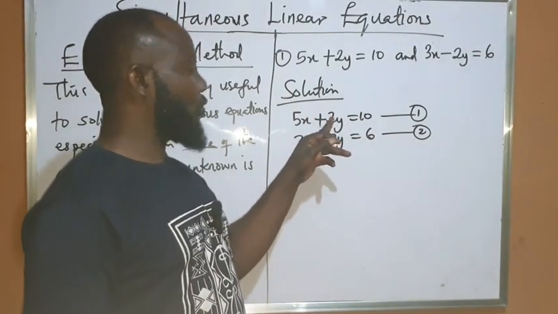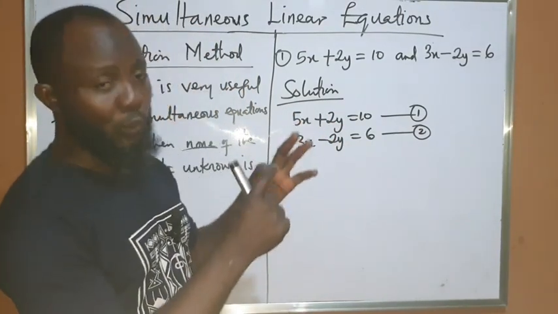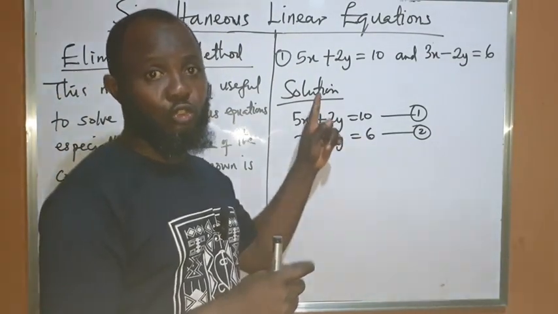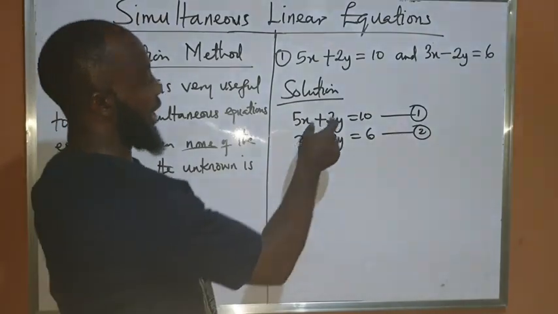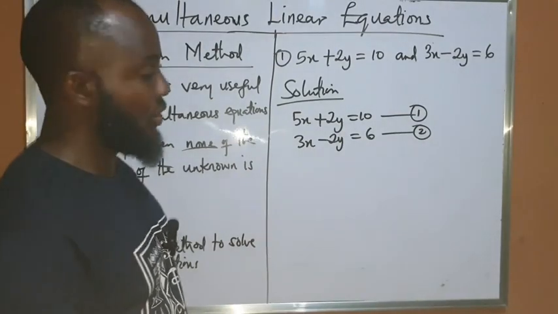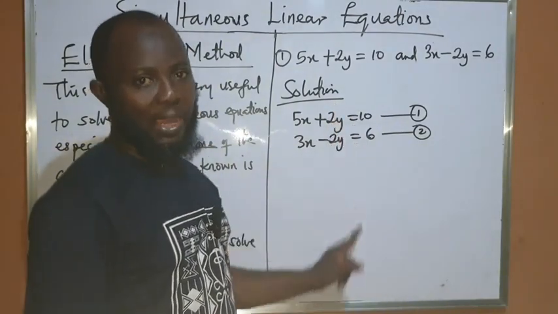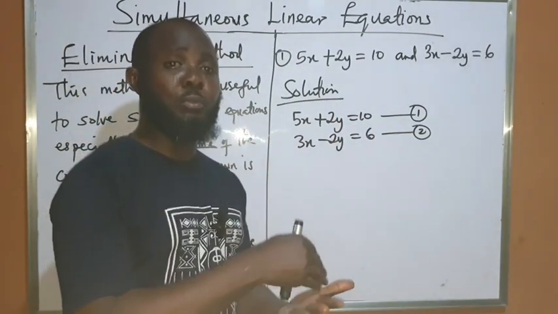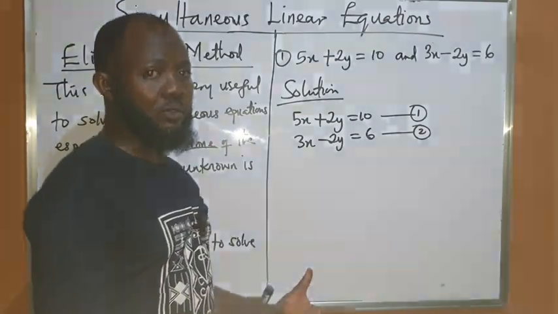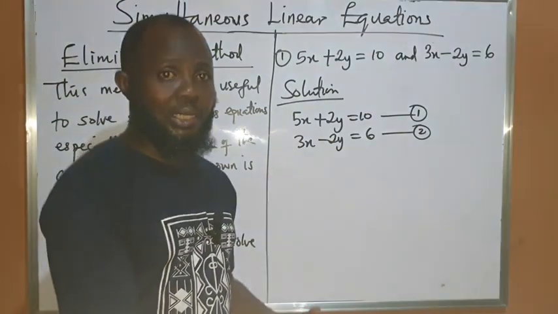In equation 1, the coefficient of y is plus 2, and y in equation 2 is what? Minus 2. Though we have a slight difference in the signs, they have the same figure, which is 2. So the coefficient of y in both equations is the same, right? So in that case, we're going to go for elimination of what? Y. The meaning of elimination is that we want to remove, we want to cut out, we want to kill one of the variables so that we have one left. So we have two variables, we want to kill one and keep one so that we have a simple linear equation.